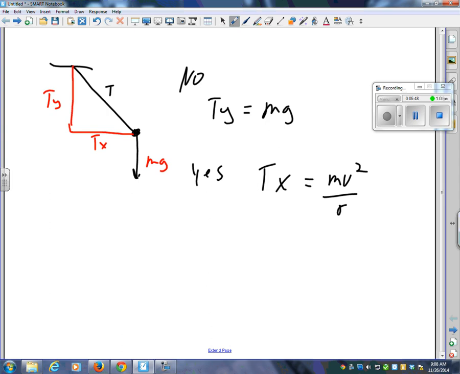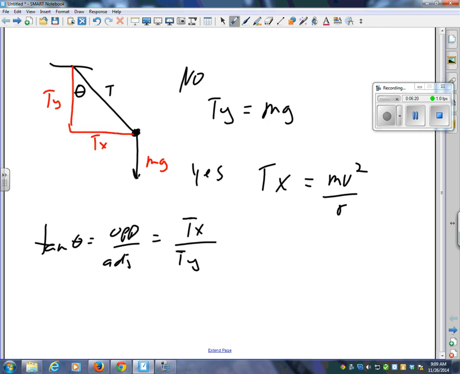Step 5, write an equation that shows how the horizontal and vertical components of T are related to the weight and centripetal force. Well, there's a hint there. It says tan theta is opposite over adjacent. What is the opposite side if I let my theta be this angle here? Tx, and my adjacent would be my Ty, correct?